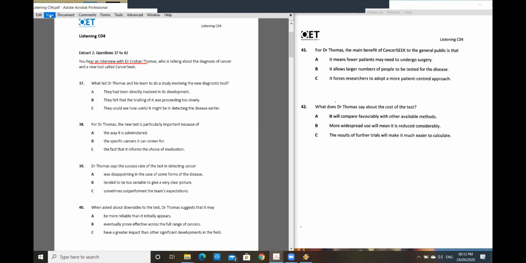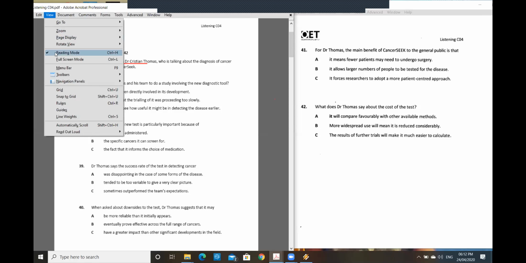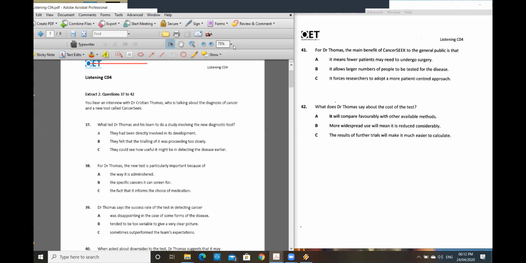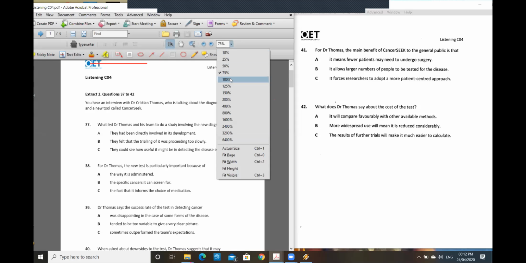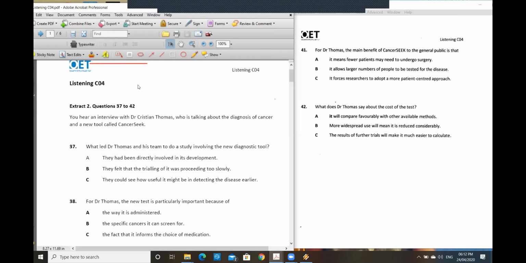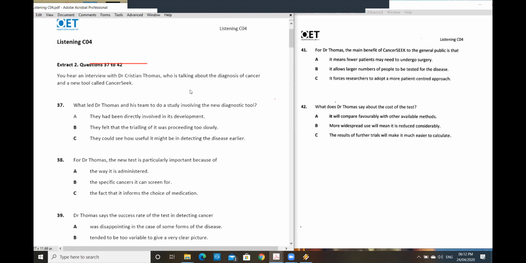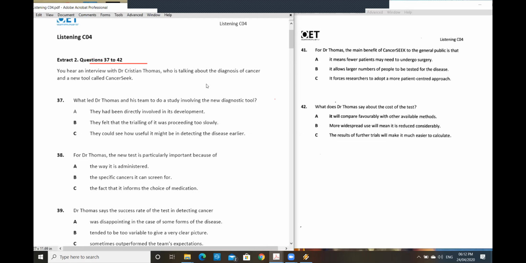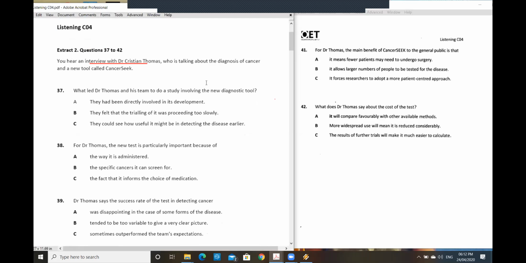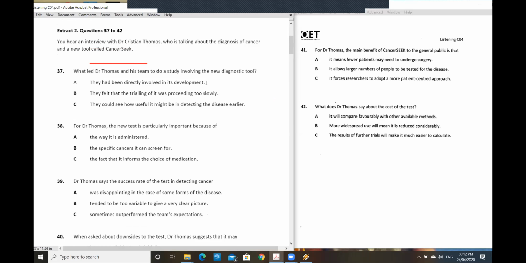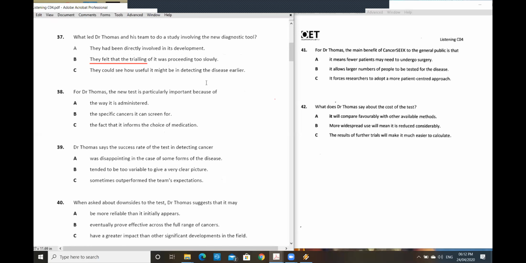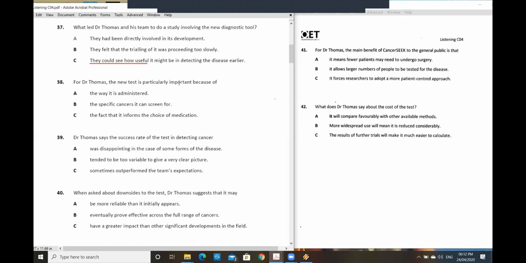If all of you have been able to get the context sentence, then I'm just trying to give you a bigger view, but I wouldn't be able to have the context sentence here. So now you know that it is about diagnosis of cancer, and they are going to talk about a new tool called CancerSeek. And here you have a better view of all 4 questions.